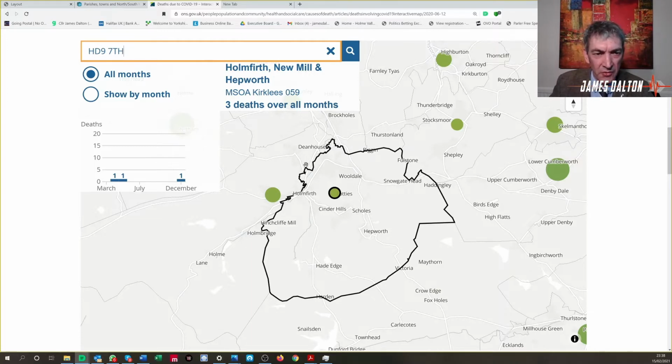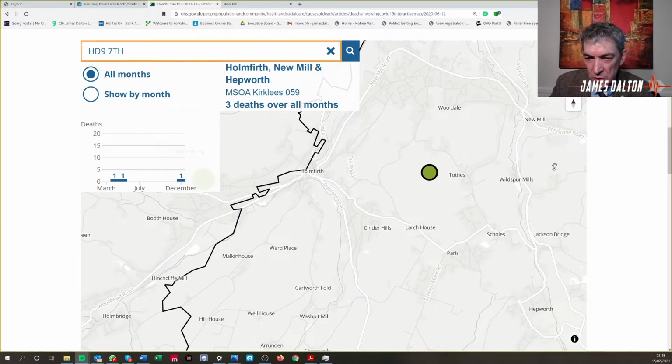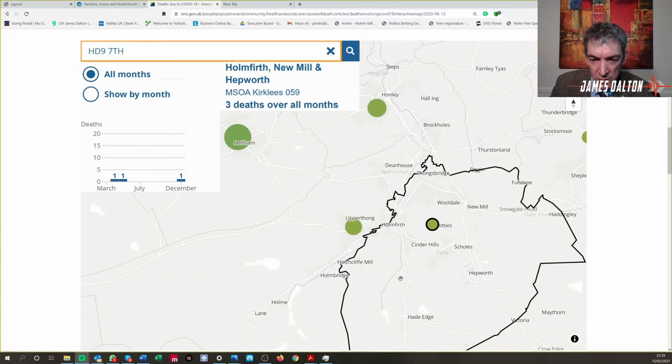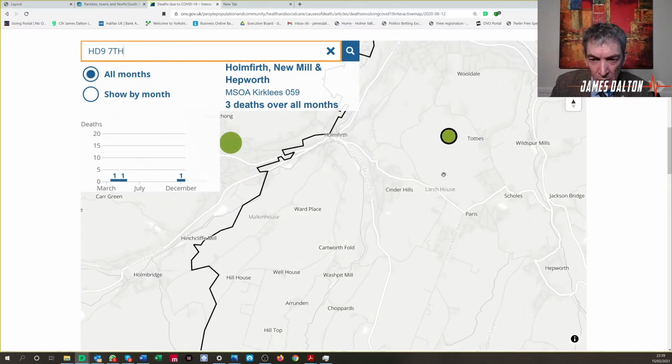But let's start off with the area which incorporates Holmfirth to the south east of the River Holme, which is Holmfirth Centre, Underbank here, and Wooldale and Thongsbridge, Newmill, Jackson Bridge, Hepworth, Scholes, also Cartworth Moor and Hade Edge. Now, what we can see here is that the pandemic starts here in March.